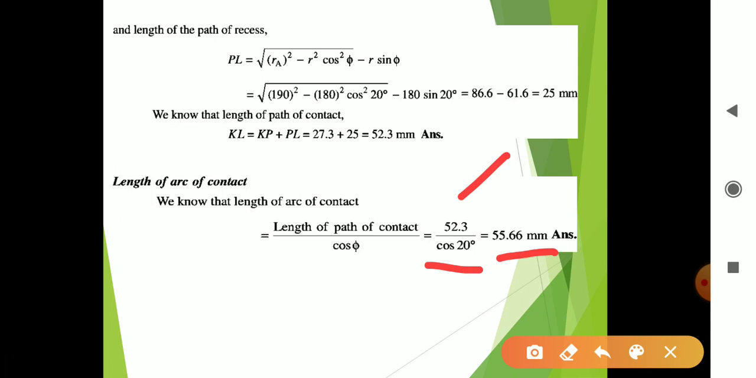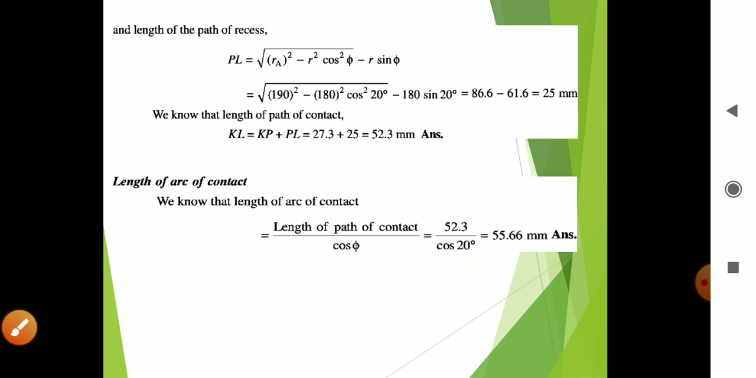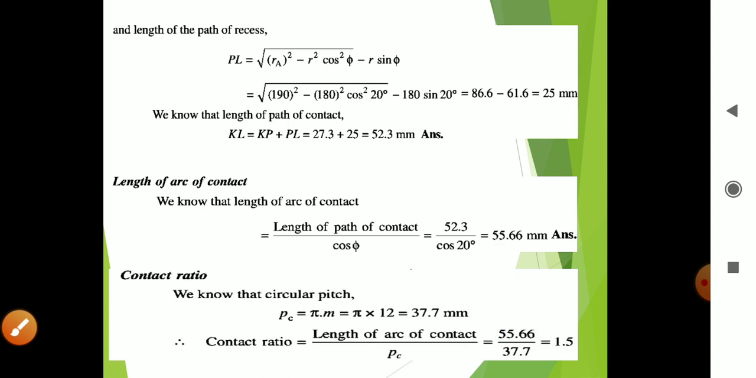So there are three findings: length of path of contact, length of arc of contact, and contact ratio. We found the first, the length of path of contact. The next finding, length of arc of contact, we have also already found. Now the next finding is the contact ratio. See here, the contact ratio. What is this contact ratio?